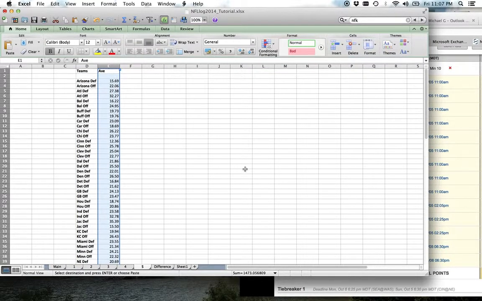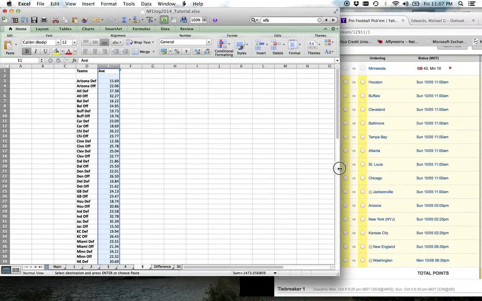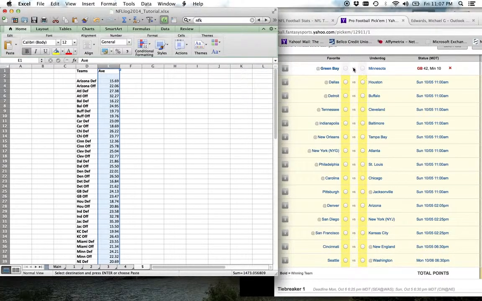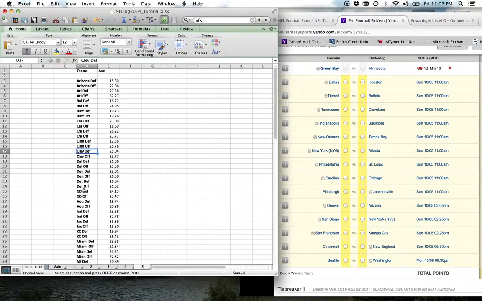Okay, so now I have to put the teams that are going to play each other together. I just so happen to have the schedule up here. So we can look at this first game, and usually I like to put the home games first. So we've got Green Bay. I'm going to select this. So Green Bay defense, Green Bay offense. Here are the values for that.